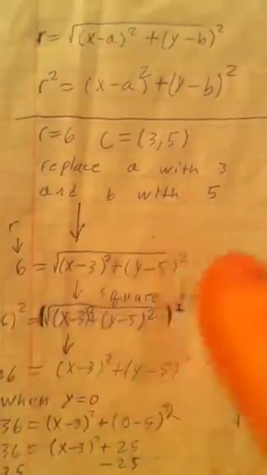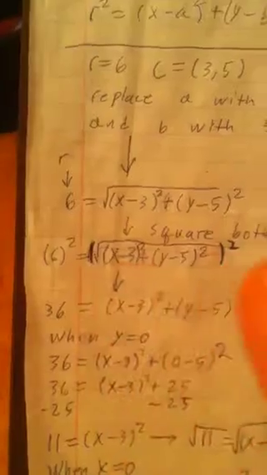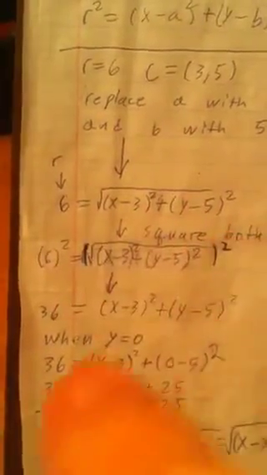So you have radius, which is 6, is equal to the square root of (x minus 3) squared plus (y minus 5) squared. You then square both sides. This gets rid of the square root, and this gives you 36 is equal to (x minus 3) squared plus (y minus 5) squared. Now to find x and y, you have to substitute, make one equal to 0. So, otherwise known as the xy intercept. So, next substitute y with 0 to find x, and x with 0 to find y.